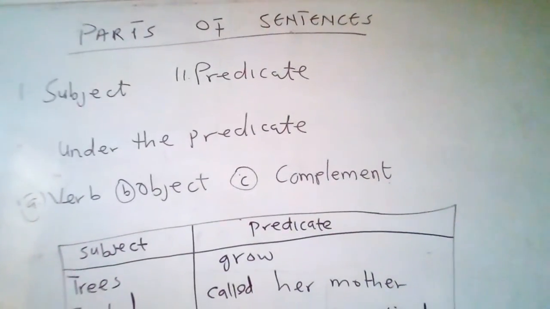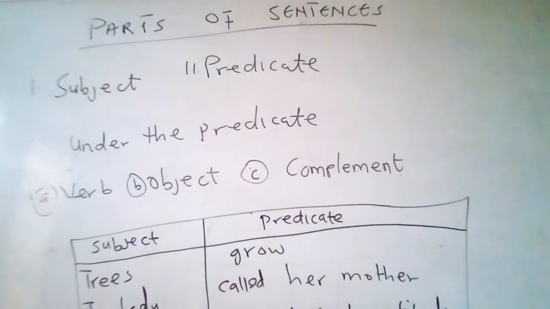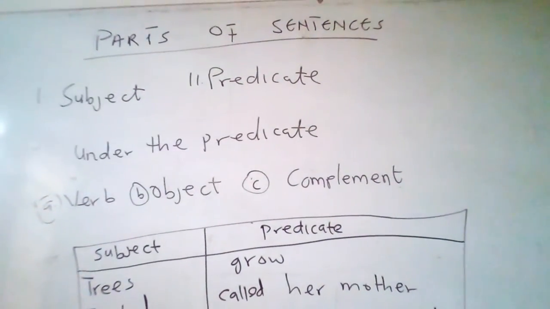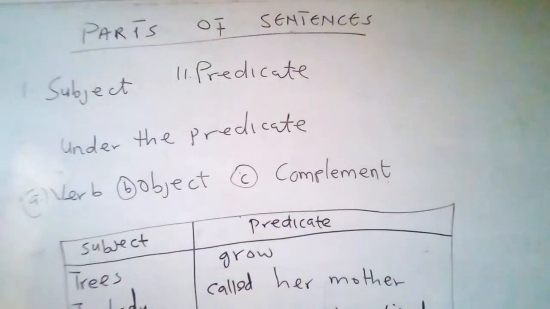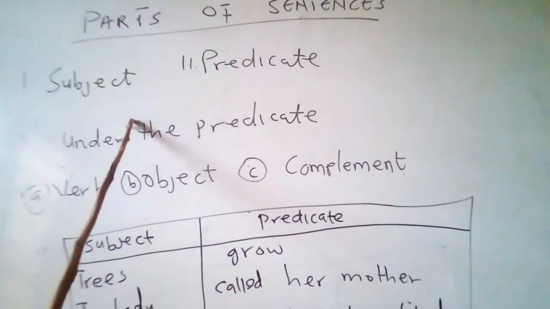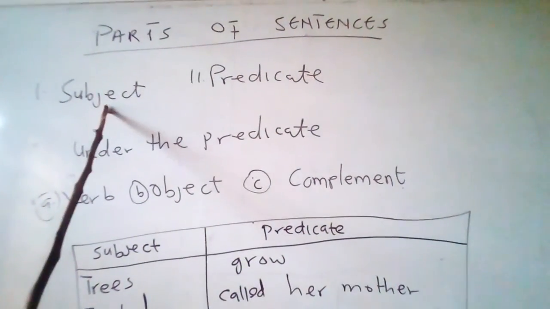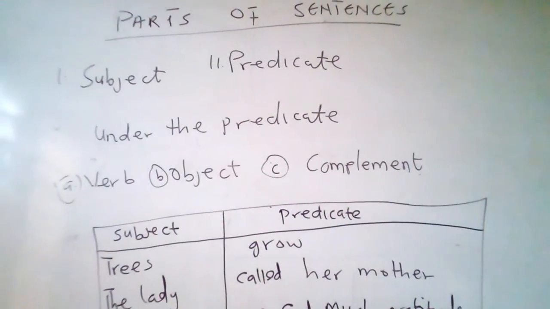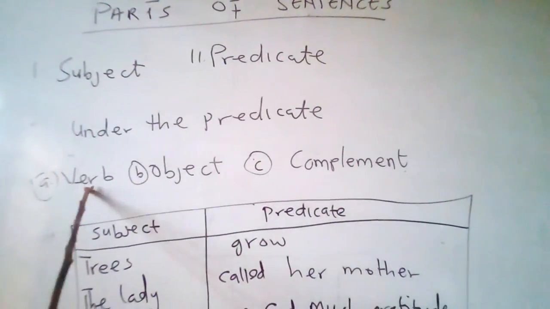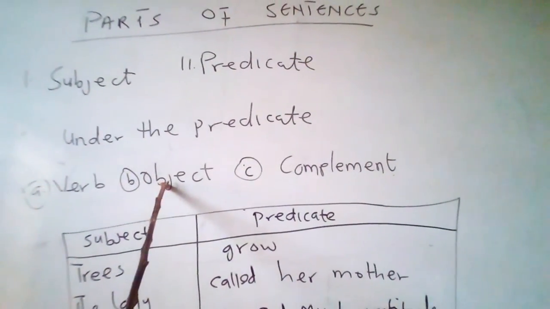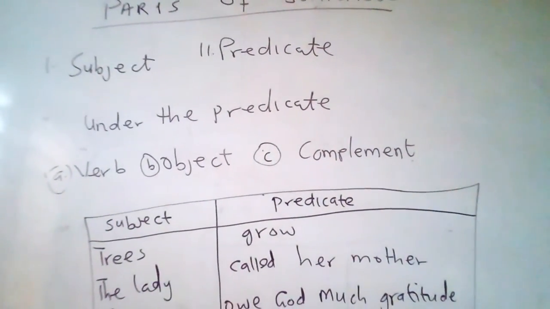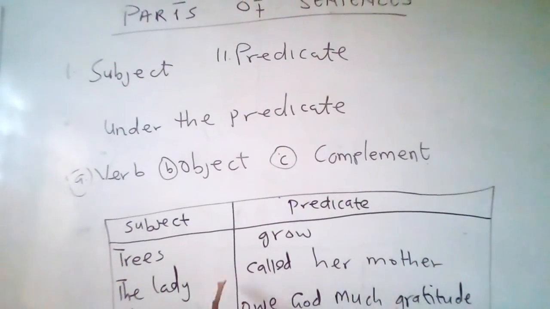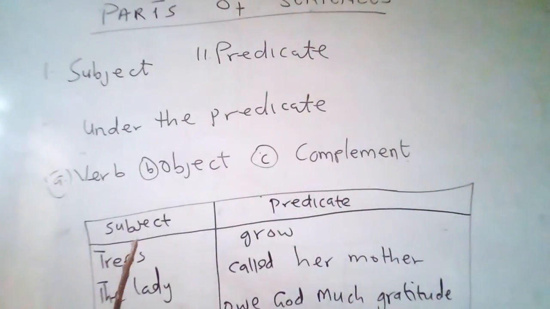A sentence has some basic elements or parts to make that complete thought. So the structure of a sentence can be broken down into 2. One is what? Subject and predicate. The predicate is also broken down into what? A verb, object, and complement. Let's study the table. This table shows only 2 parts. There's the subject and what?